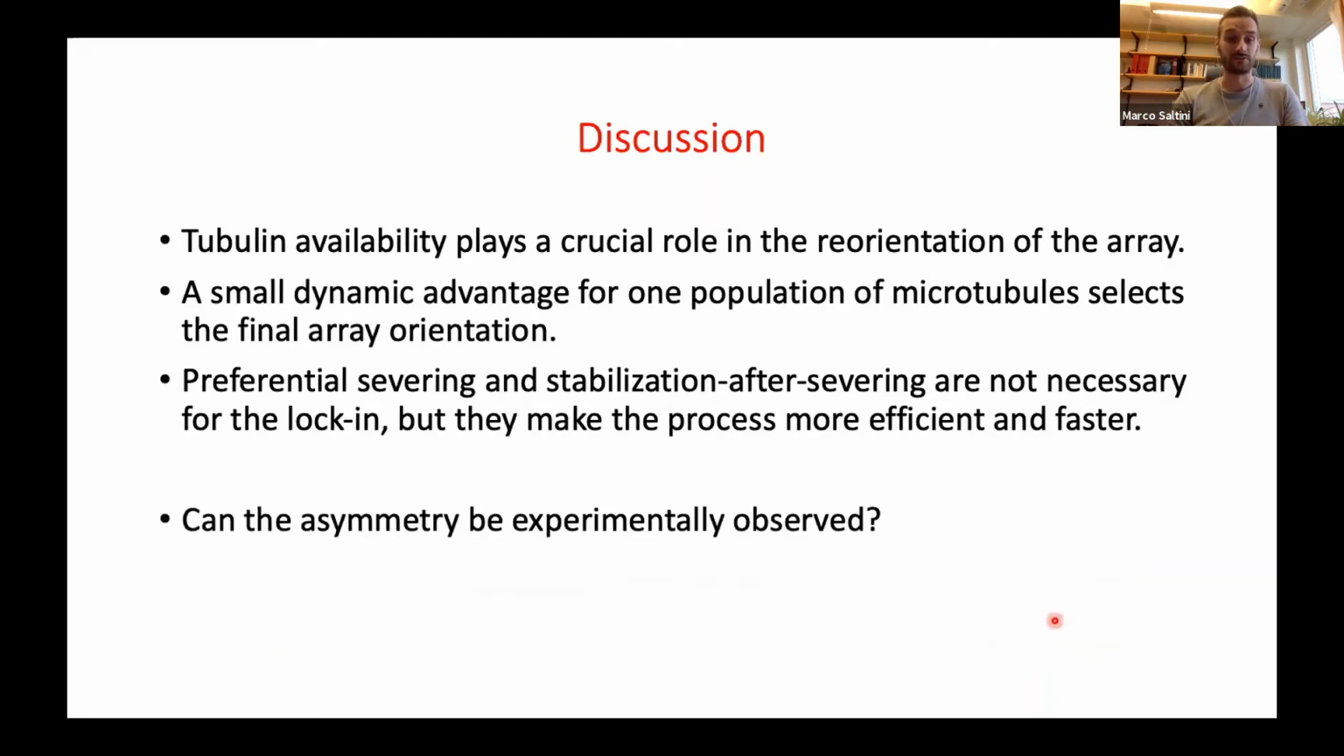Now, this is pretty much it, and of course, due to our result, we can try to argue what this asymmetry can be, because we hypothesize that an asymmetry in the dynamics between the two populations is plausible, but for what we know at the moment, this asymmetry has not been observed quite yet. So can the asymmetry be experimentally observed?